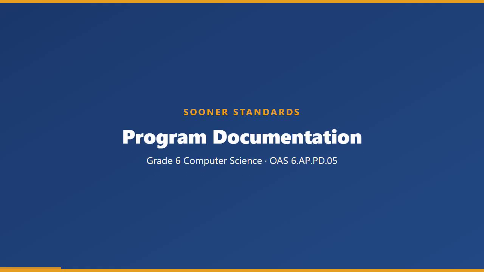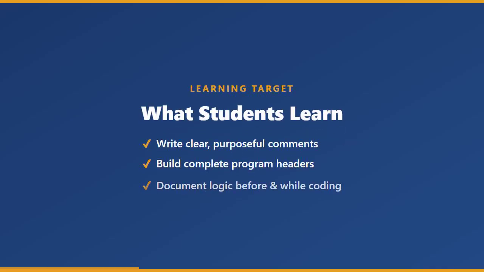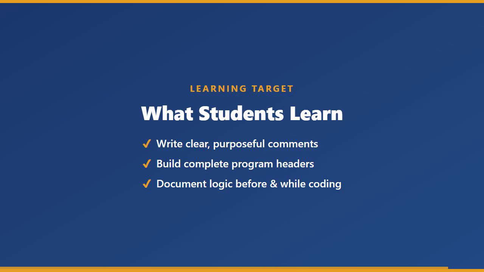From Sooner Standards, Program Documentation, a complete Grade 6 computer science unit for Oklahoma Standard 6APPD05. Students learn to document text-based programs in order to make them easier to follow, test, and debug.